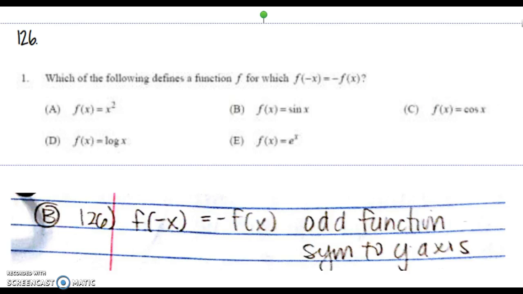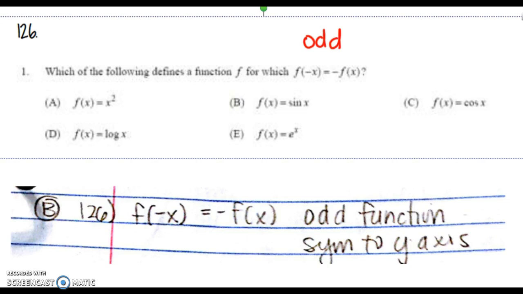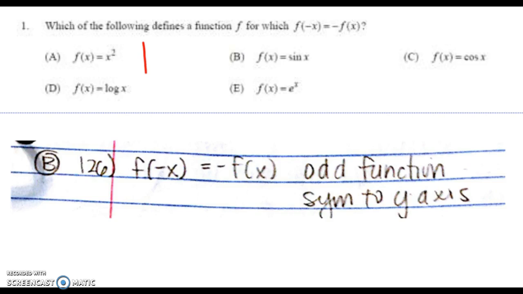Okay, this is multiple choice, section 3A. Which of the following defines a function, f, where f of the opposite of x is equal to the opposite of the function? This is a definition for an odd function, so you're looking for functions that are odd. This is an even function.